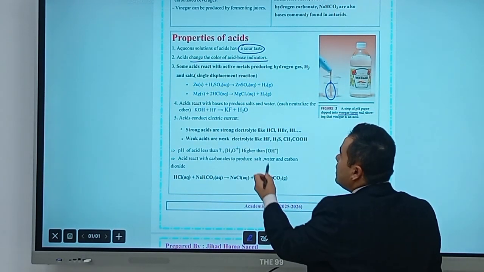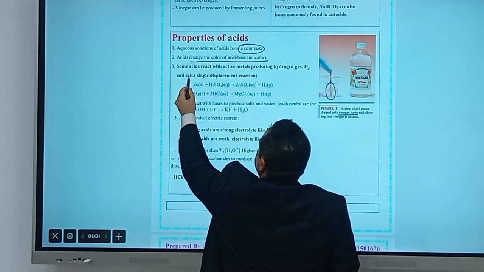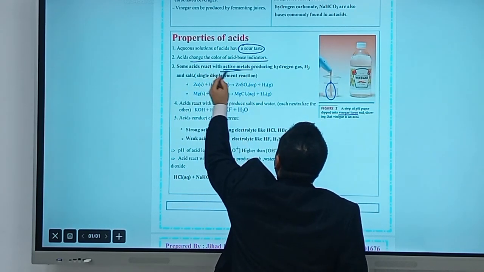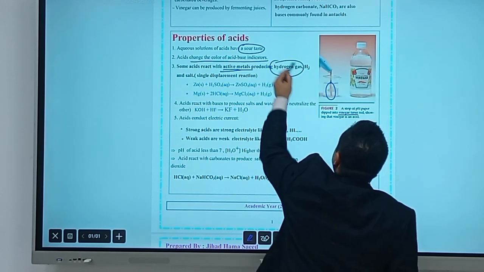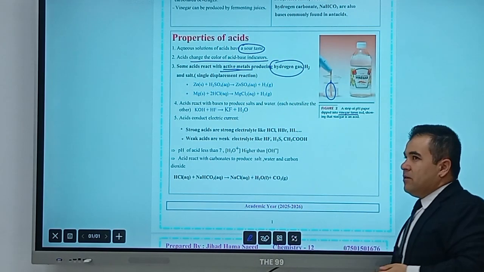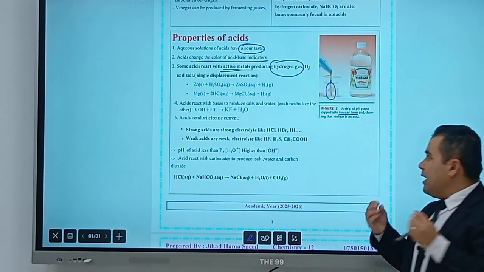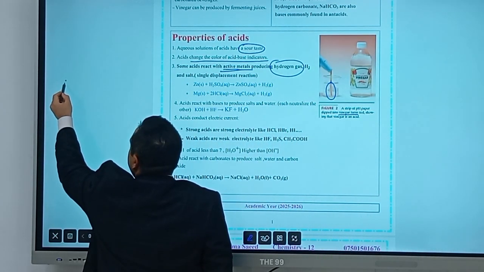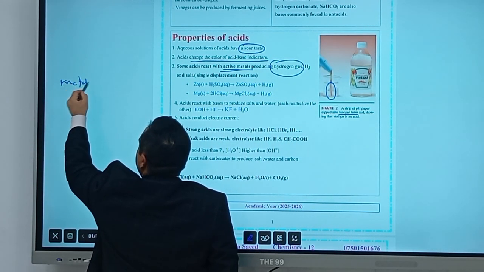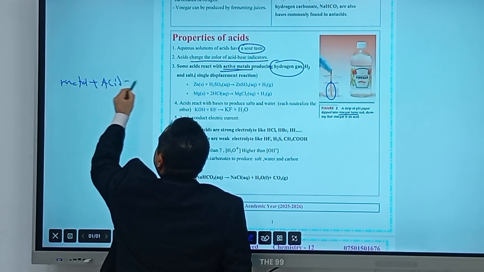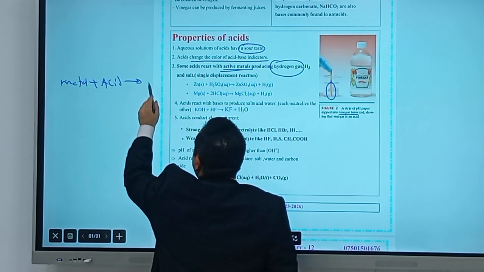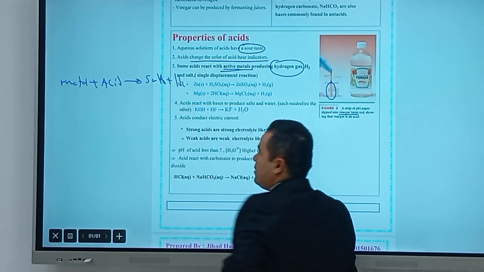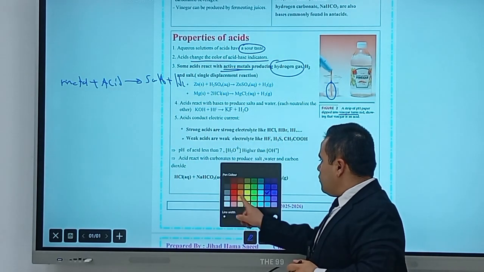The third property of the acids is that some of the acids react with the active metals to produce hydrogen gas. The active metal plus the acid has a general equation in which they produce a salt plus H2 gas.